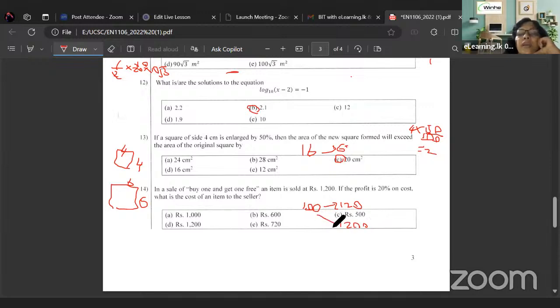We have to find the cost of the item. So what we have to do is multiply 1,200 by 100 divided by 120. So this is 1, this is 10. So what is the answer? Both items sell for 1,000 rupees.